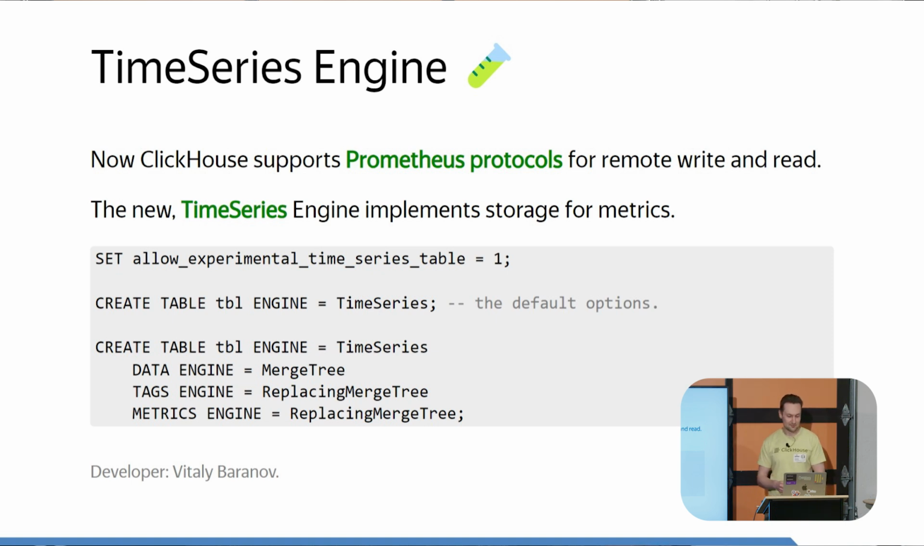What if we replace Prometheus storage with ClickHouse? So in the latest version, we have an experimental feature named time series table engine. You create a table engine without any table definition, just like this. The engine is named time series. And under the hood, it will create 3 tables: a table for the time series data itself, a table with a dictionary for tags, and a table with a metrics dictionary.